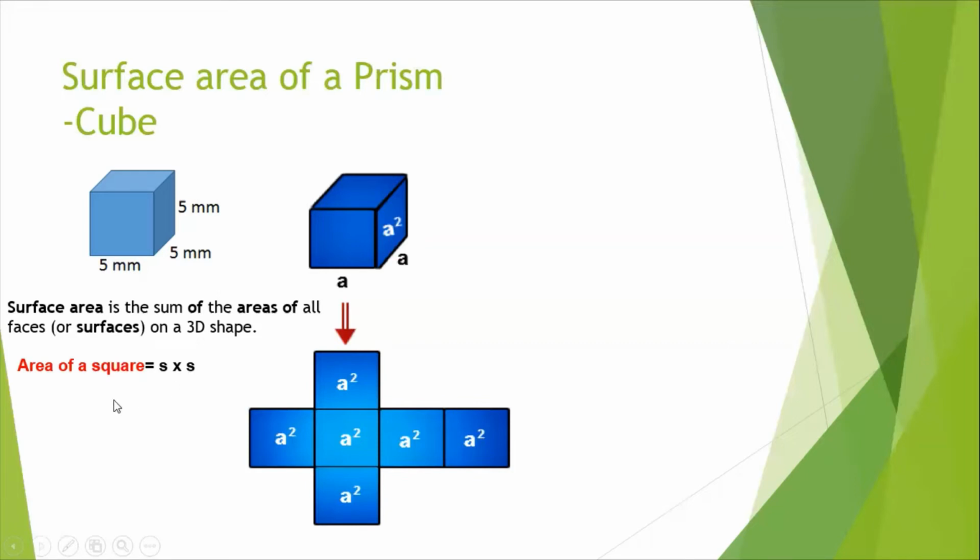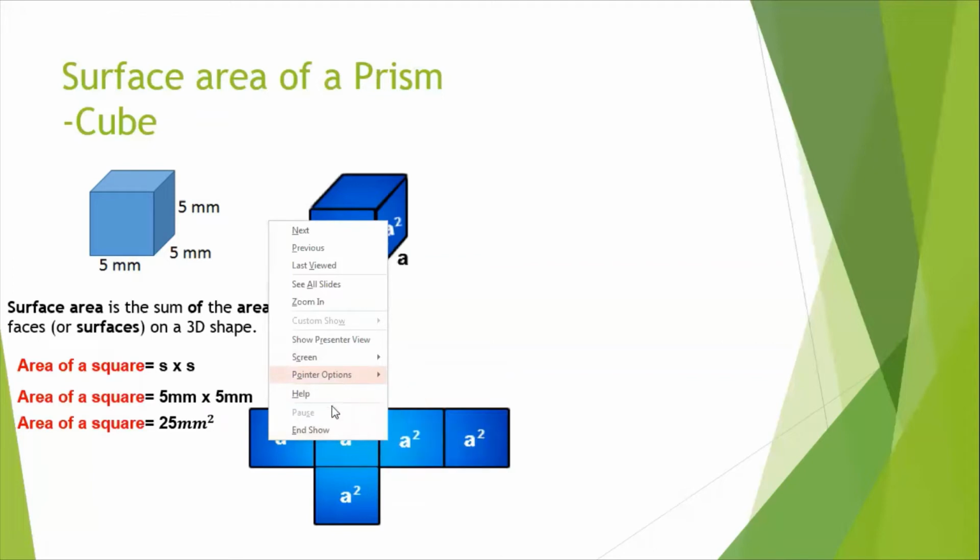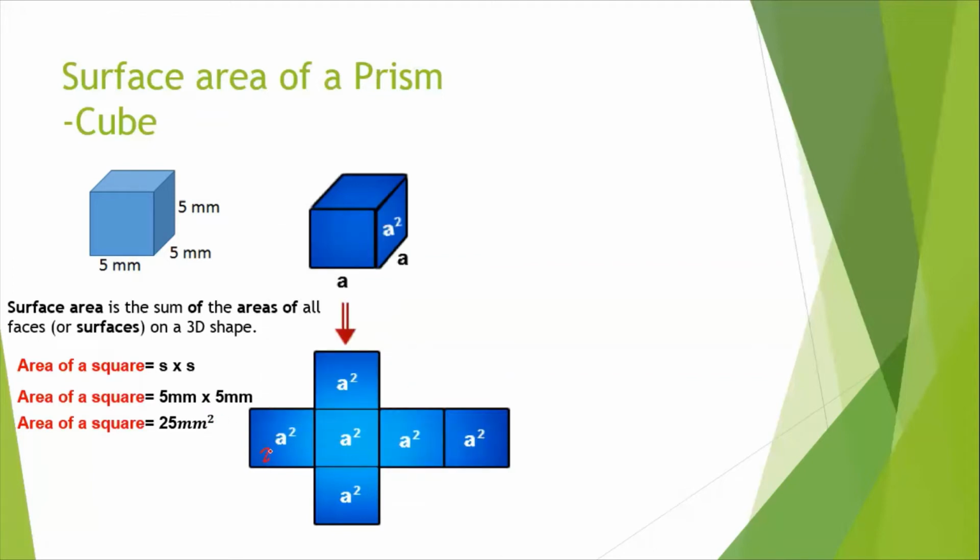So, area of a square. Let's find out the area of the first face of this cube. This one is 5 millimeters times 5 millimeters. So 5 times 5, the area of the square is 25 millimeters squared. It means that this face of the cube measures 25 millimeters squared. Now, we all know that in a cube, all of its faces are equal, right? So if this one is 25 millimeters squared, all of its 6 faces are also 25 millimeters squared.